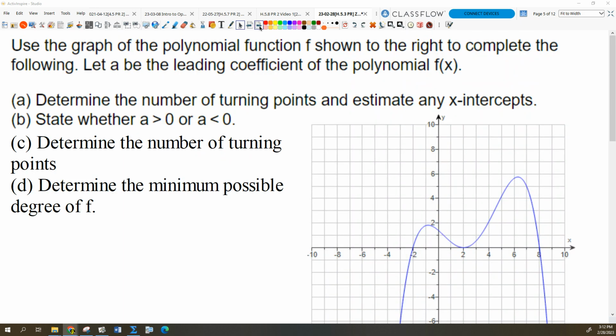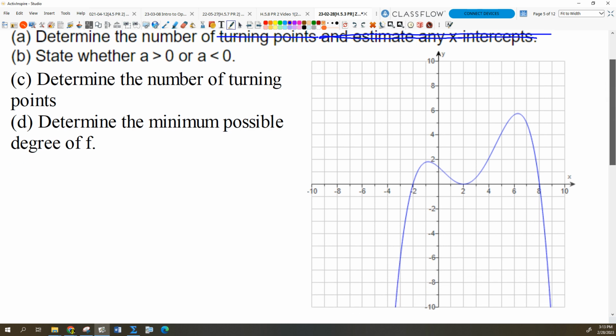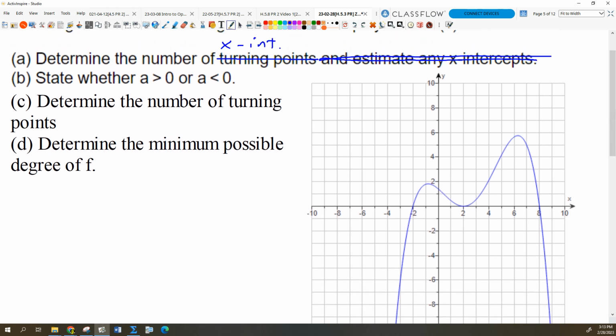Same stuff for this guy. And again, I'm going to change this. I think I got a little mistake here. So A is going to be: determine the number of x-intercepts. I don't care about the coordinates of those for now. So part A, what's the number of x-intercepts? Show me with your fingers.